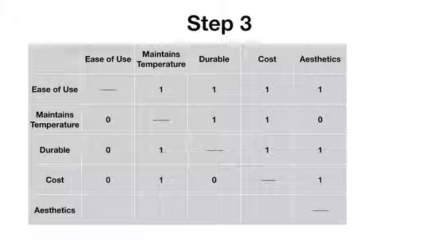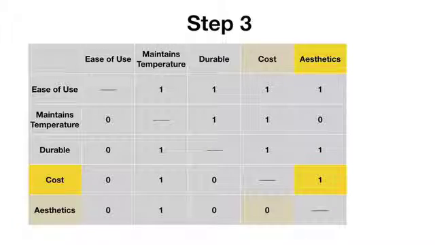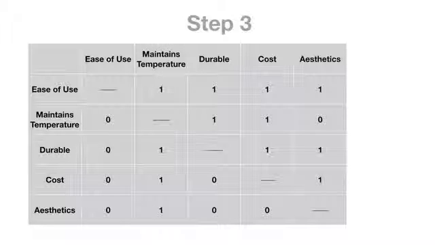So the last comparison is cost versus aesthetics. Again, in conversations with the users and the clients, cost was more important than aesthetics. So we'll score a 1 in the row of cost versus aesthetics and a 0 in the row for aesthetics versus cost. At this point, our chart is complete with 0s, 1s, and a few dashes.